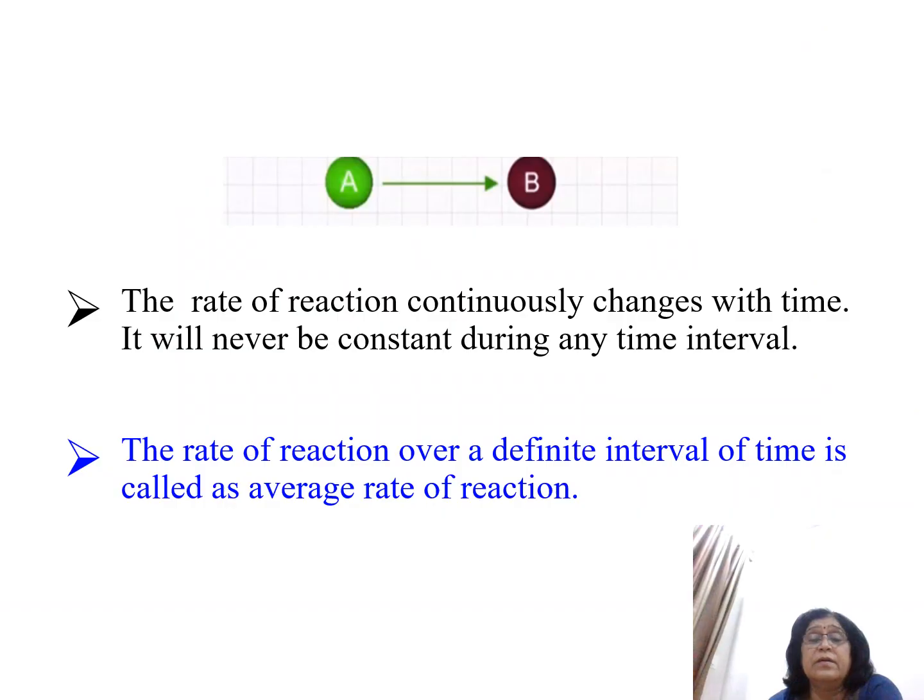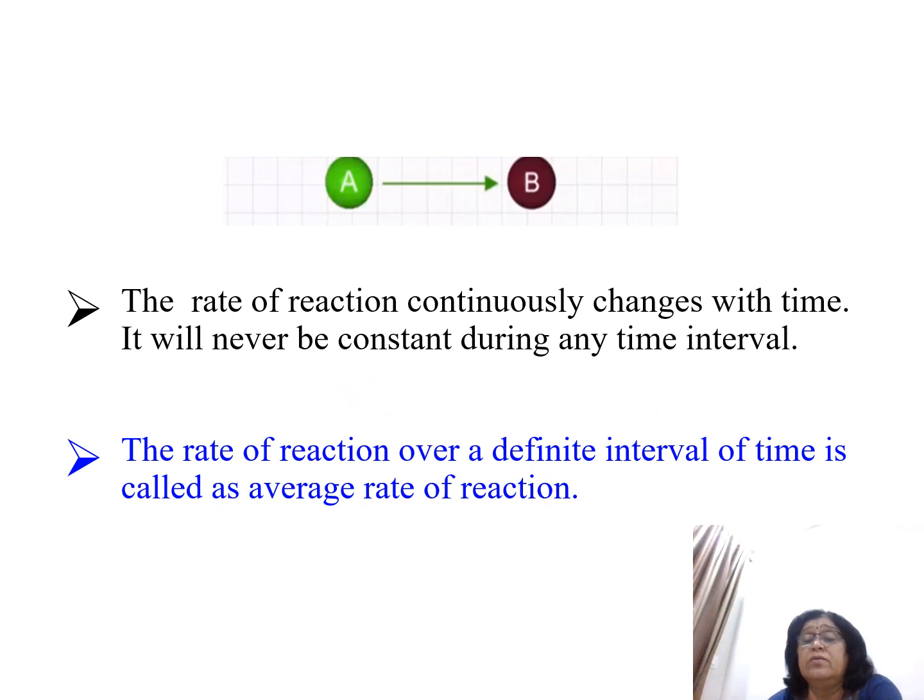Okay. Now let's see here. A is giving you B. A is a reactant which reacts to give you B, which is a product. So the rate of reaction continuously changes with time. As the reaction progresses, the concentration of the reactant decreases and the concentration of the product increases. So it constantly changes during time interval. So then how do you measure the rate of the reaction? In that case, the rate of reaction over a definite interval of time is called the average rate of reaction, and this average rate of reaction is measured.